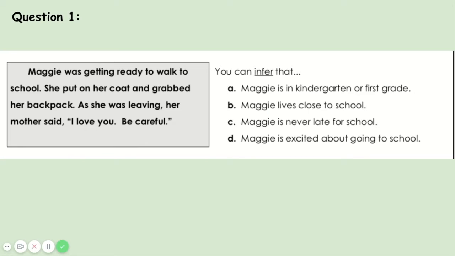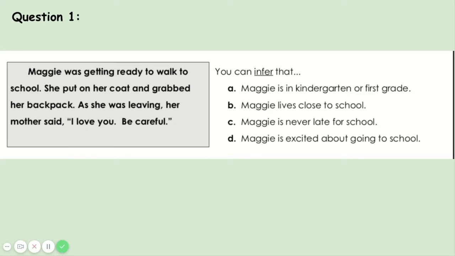Maggie was getting ready to walk to school. She put on her coat and grabbed her backpack. As she was leaving, her mother said, "I love you. Be careful." You can infer that A, Maggie is in kindergarten or 1st grade, B, Maggie lives close to school, C, Maggie is never late for school, or D, Maggie is excited about going to school.